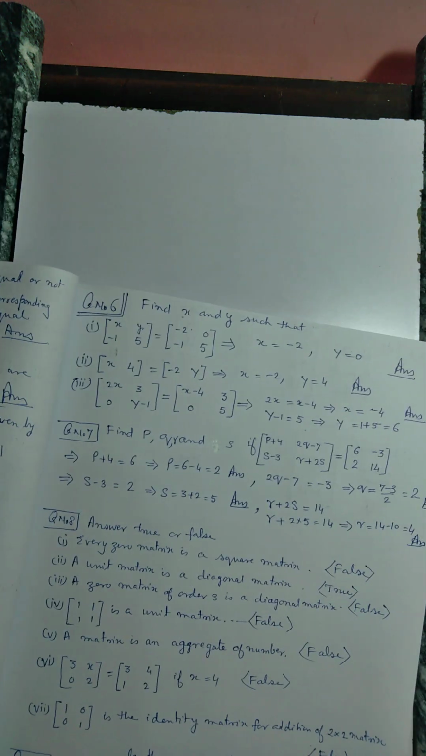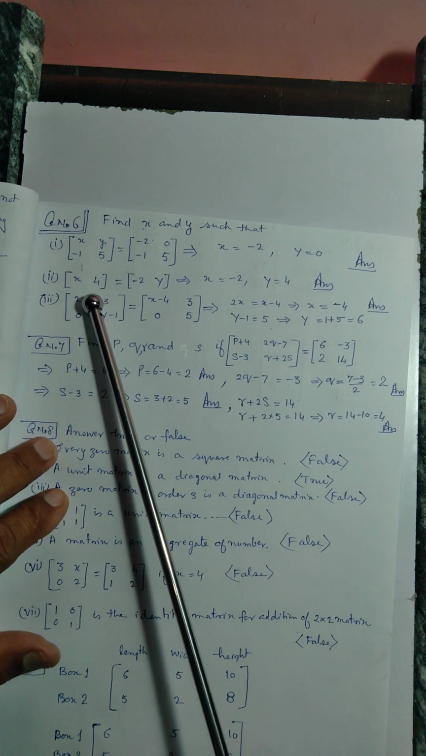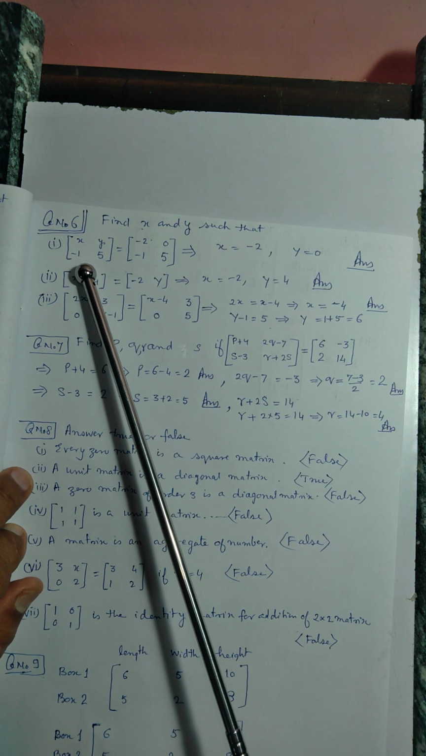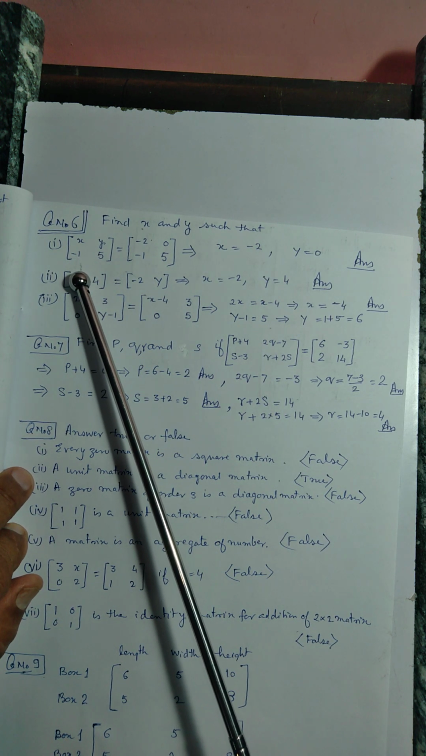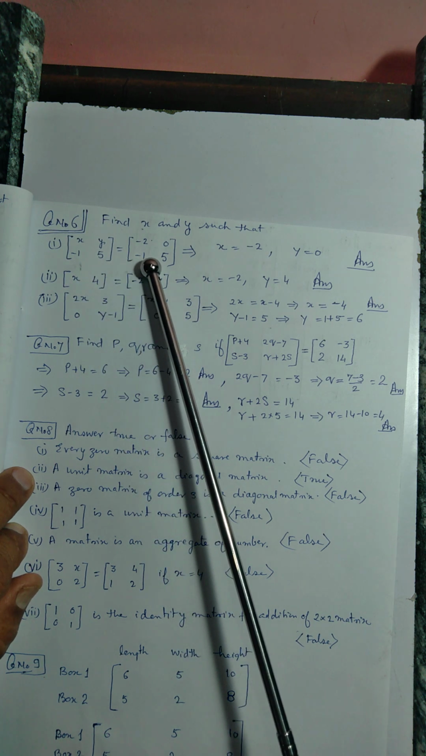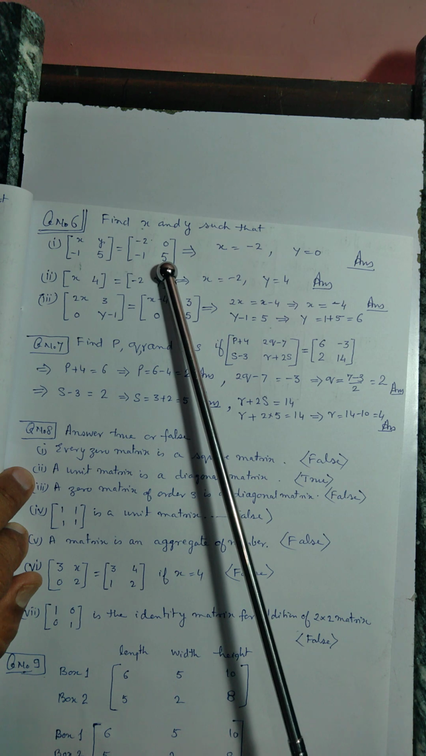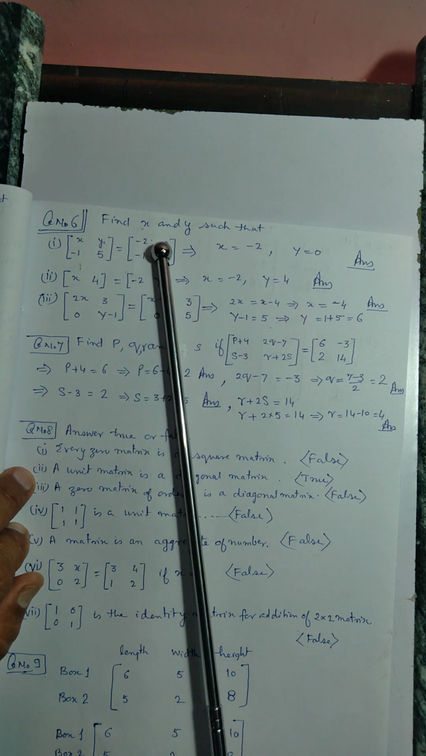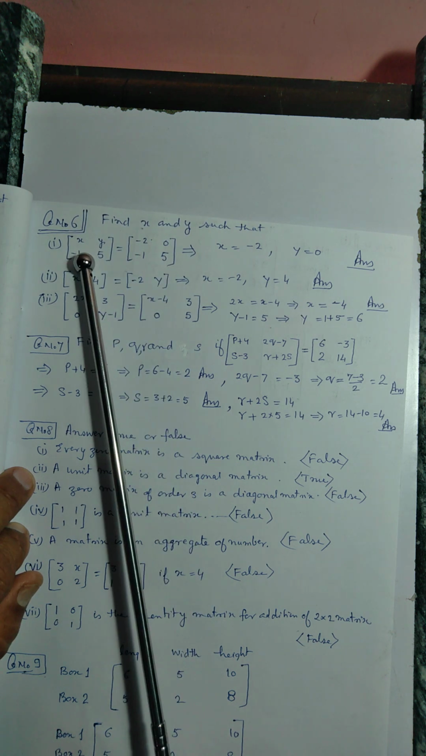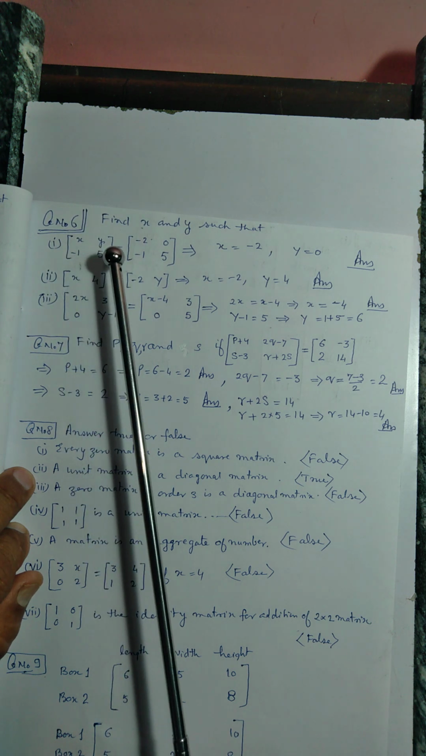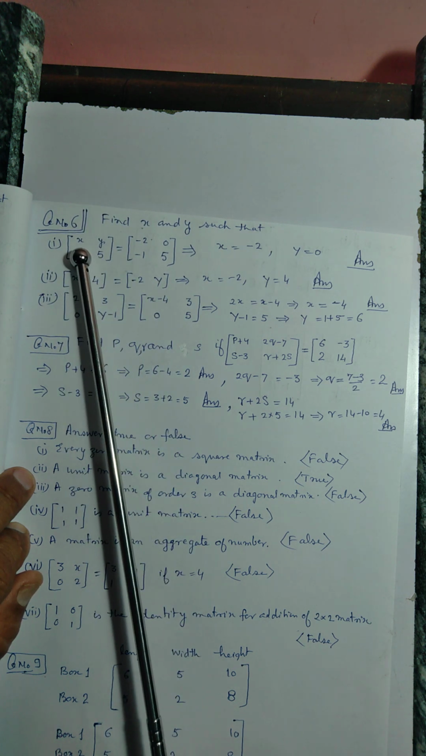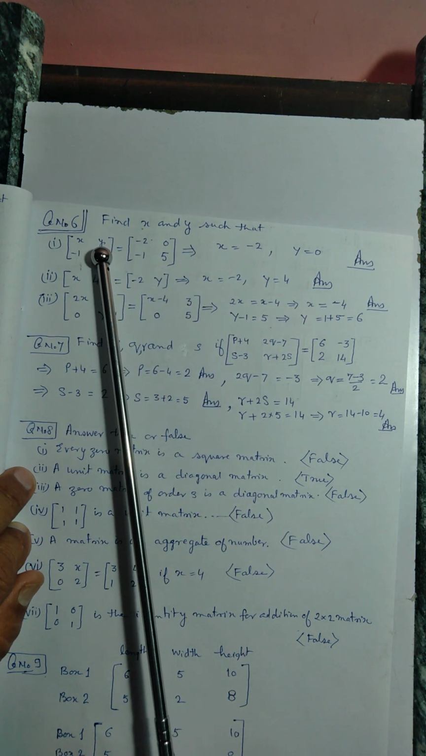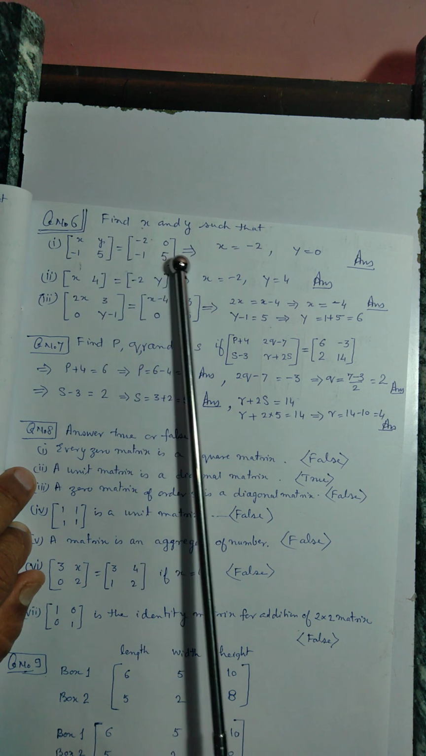Now come to question number 6. First part, you see, find x and y such that, x, y, minus 1, 5 is equal to minus 2, 0, minus 2, 5. You see, if it is equal, it means that the corresponding elements should be equal. If two matrices are equal, then their corresponding elements should be equal. So x corresponds to minus 2. So x is equal to minus 2. Now you see y. y corresponds to 0. So y is equal to 0.